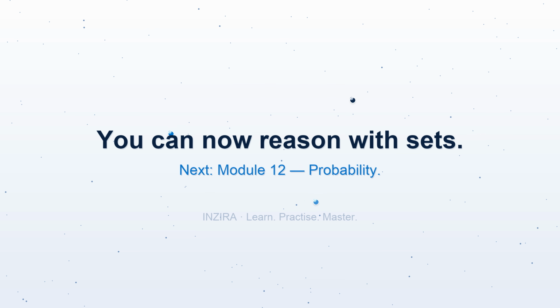Wonderful work. You can now describe sets, find subsets, combine sets with union and intersection, and count their members with the formula, all using a clear Venn diagram. Take a moment to try a few problems on your own. In Module 12, we'll build on these ideas to explore probability, where sets describe the outcomes of chance. I'll see you there.